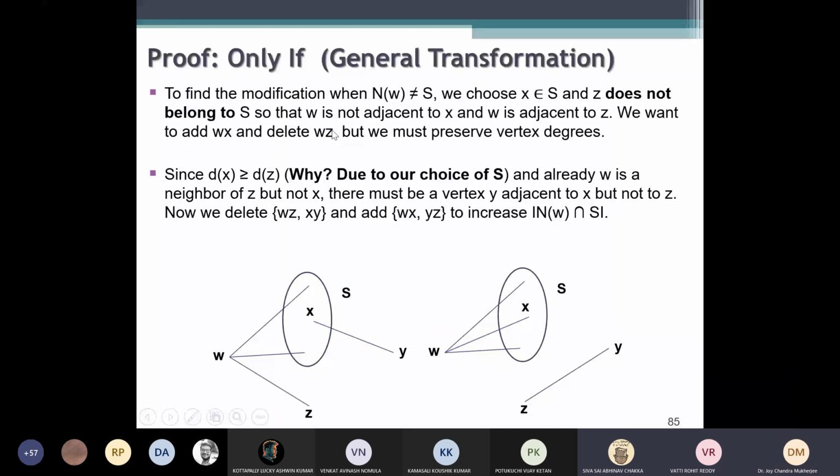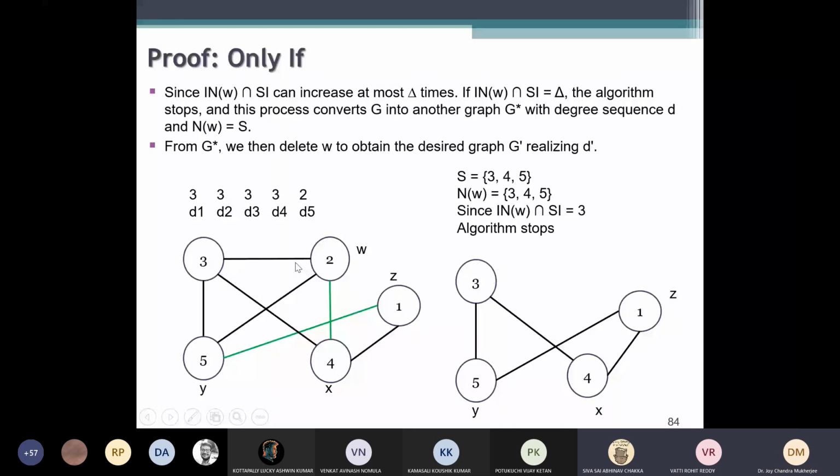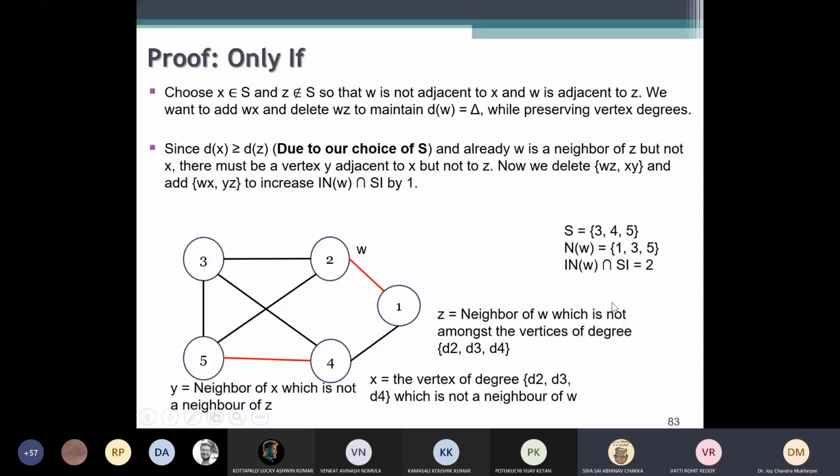So again it is an algorithmic proof. So basically what we do here, you are given a graph having some degree sequence d, and you are given a degree sequence d prime. Now your task is to create a simple graph which realizes d prime.